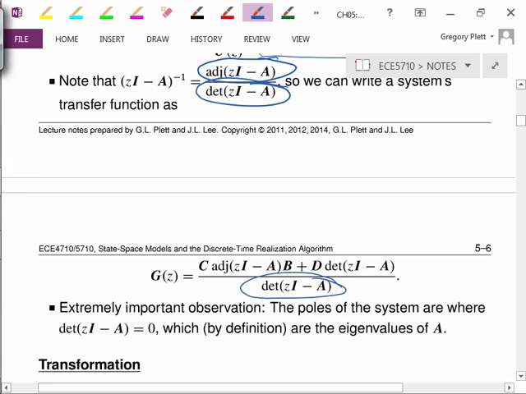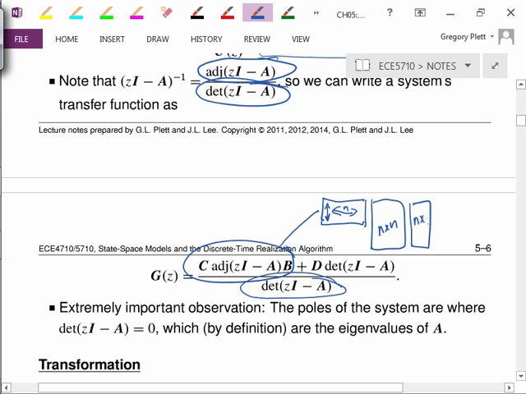This here is a matrix operation. So we said C was a matrix that had a certain number of rows equal to the number of outputs, and it had a number of columns which were n. n was the size of the state. That adjoint is n by n, and the B matrix is n by number of inputs. And I forget what we called those. I think those were m, but I might have mixed up m and p.